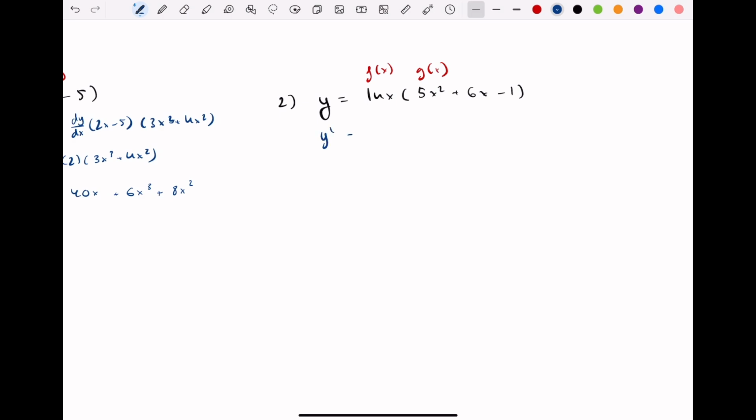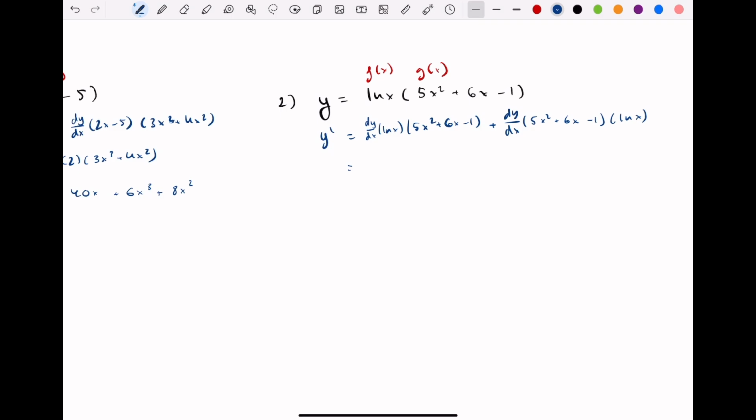Well, we take first the derivative of ln x, and then we multiply this simply by 5x squared plus 6x minus 1 without taking the derivative. And then we switch this around and we take the derivative of the 5x squared plus 6x minus 1 and simply multiply it by ln x.